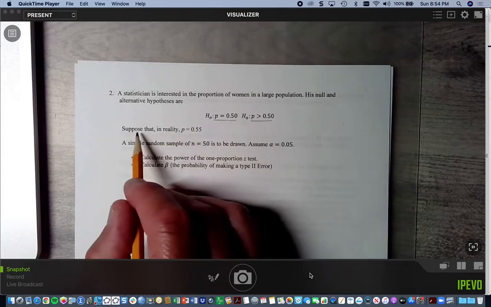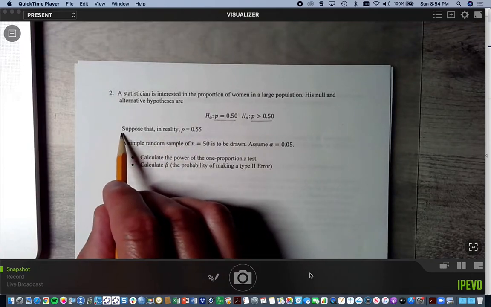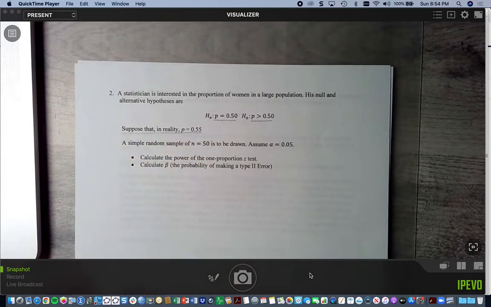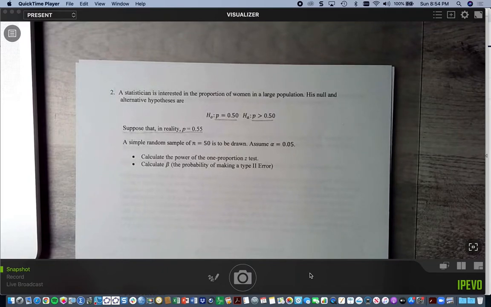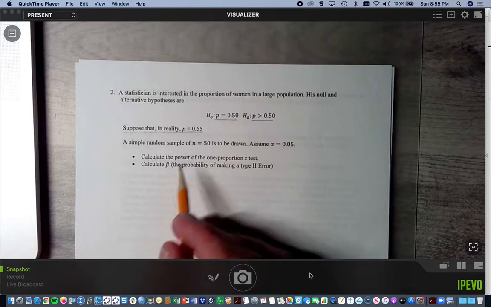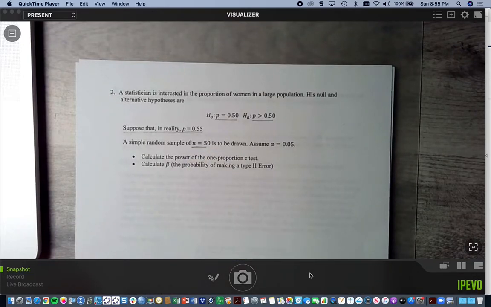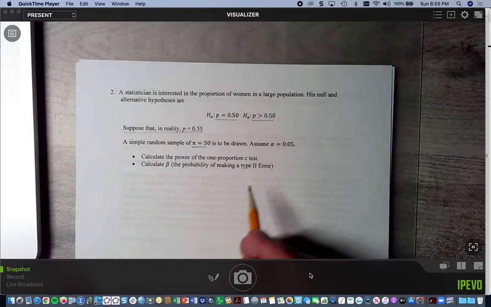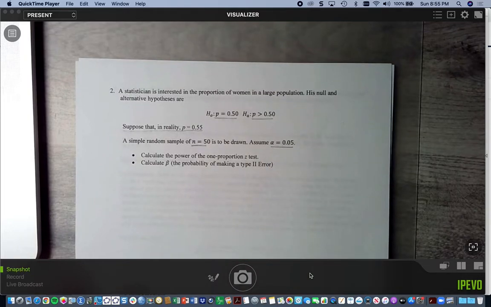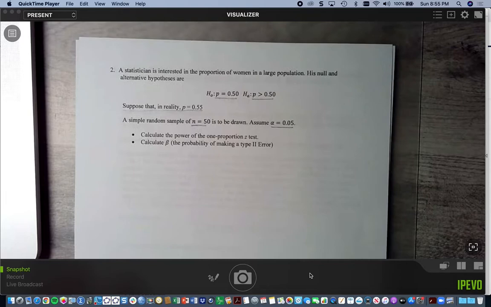In reality, which is something we wouldn't necessarily know, let's say that the proportion of women is 55%. He's going to take a sample of 50 people, and we're going to set the alpha level at 5%, and we want to calculate the power of this one proportion z-test.